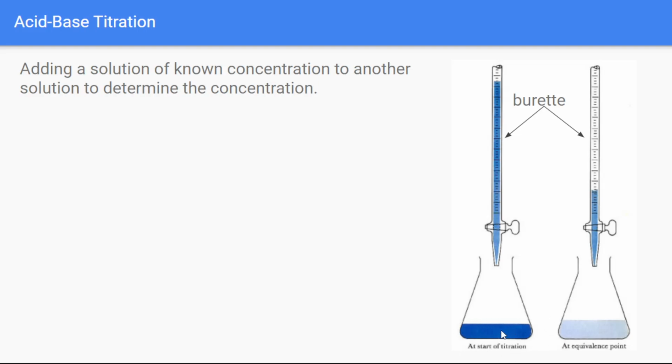When they are equal, that's called the equivalence point. That means for every OH negative in that solution, you have an H plus, and then they come together and make water. When that happens, the pH changes to 7. And so we will use a chemical called an indicator that will tell us when we get to 7.